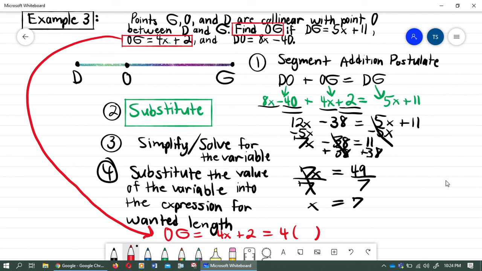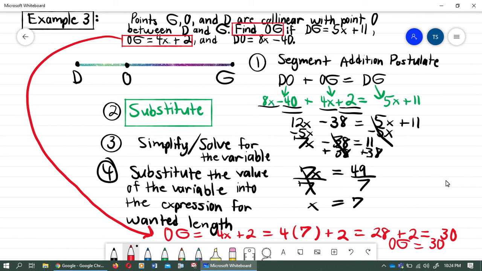just now got, which in this case was 7, right? So that's 4 times 7 plus 2, and 4 times 7 is 28, right? So that's 28 plus 2, and 28 plus 2 gives us 30. So guys, our answer here is that OG, the length of OG, is equal to 30.